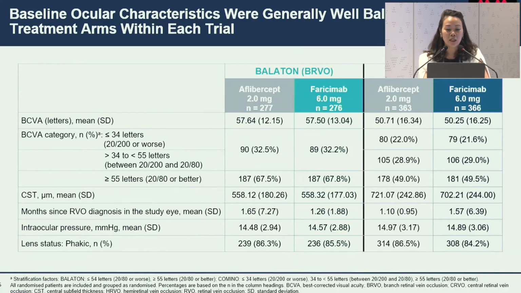You can see when you looked at the baseline ocular characteristics between both treatment arms for both BALATON and COMINO, they were relatively well balanced in terms of their baseline visual acuity, CST, and the months since they were diagnosed with RVO.